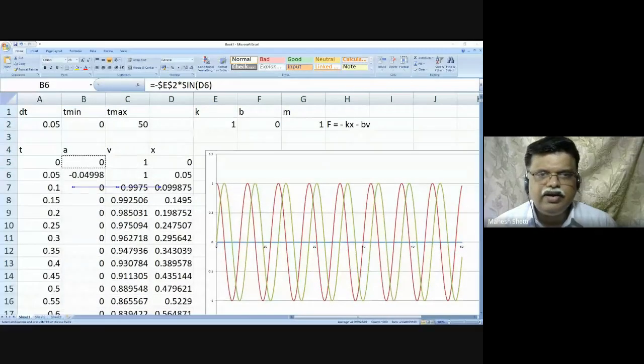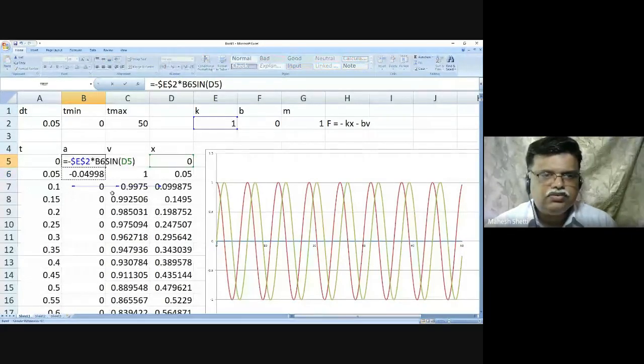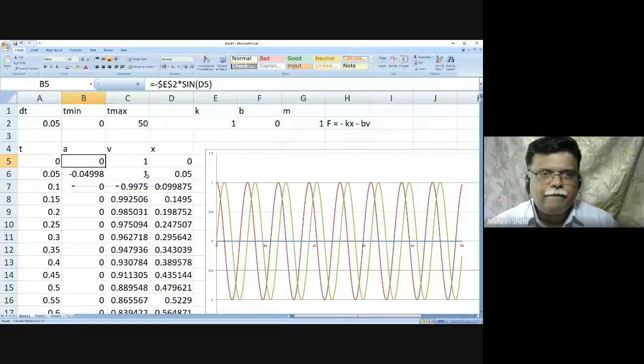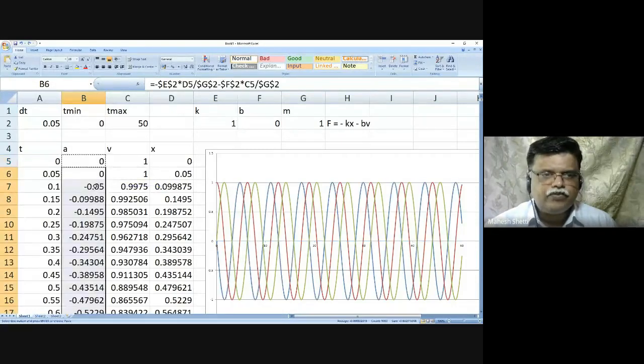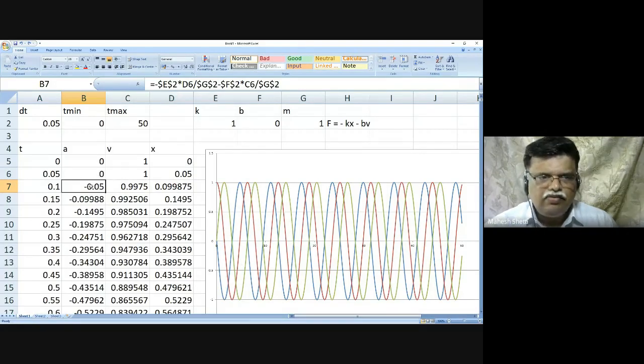Okay, there it has made some circular reference. Let me just see what it has done. Am I using acceleration from the earlier value? Yes. So this formula is correct. Let me just put this formula back in the two cells.